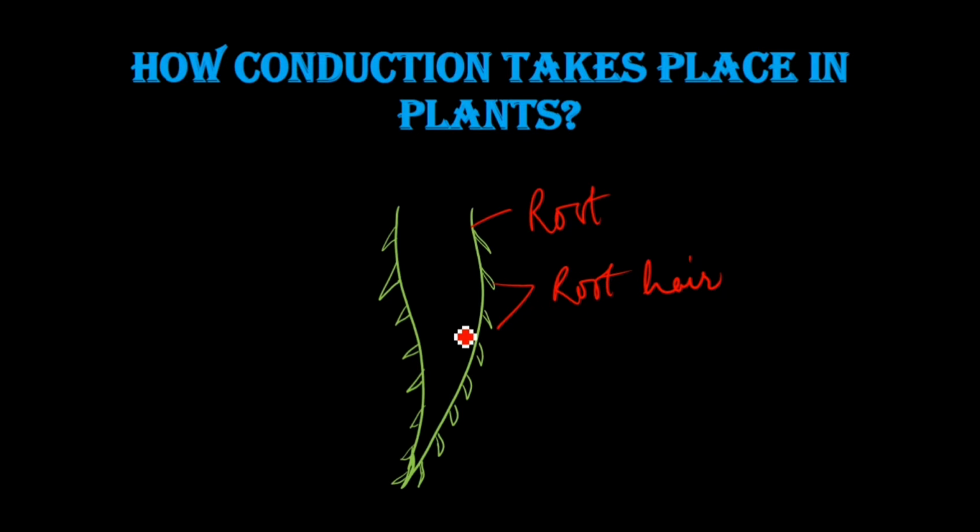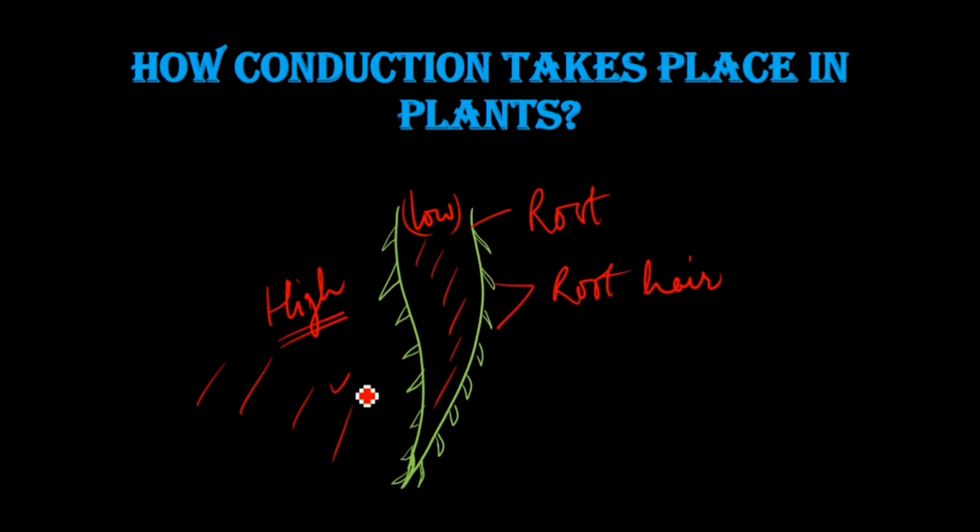Right now the water concentration in this root is very less than the soil, right? Here I can write low and here I will write high, because you know that the concentration of water and minerals is higher in the soil and lower in the root. That is why this difference in concentration of water and mineral particles makes them flow from the soil into the root. That is why the particles move inside the roots.